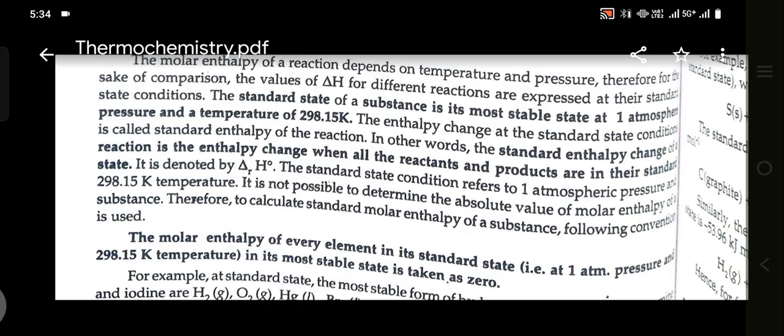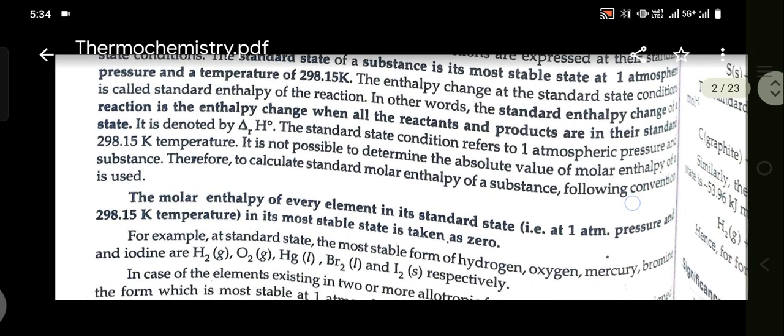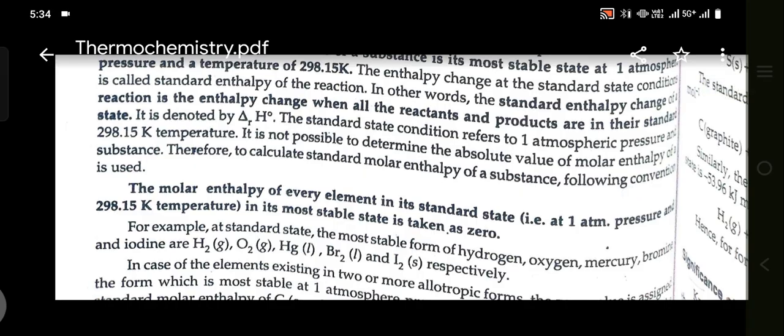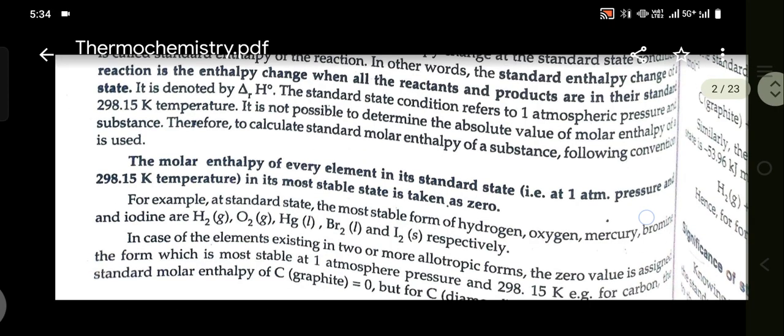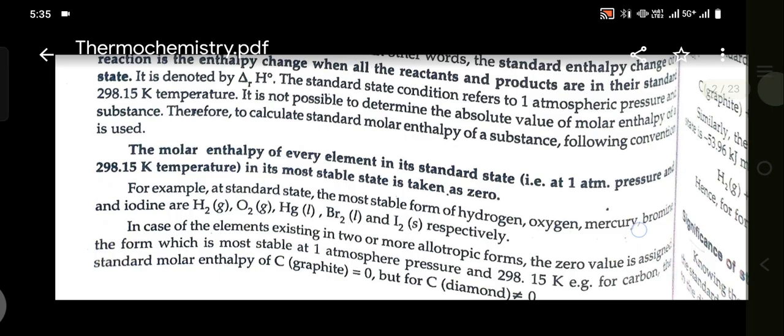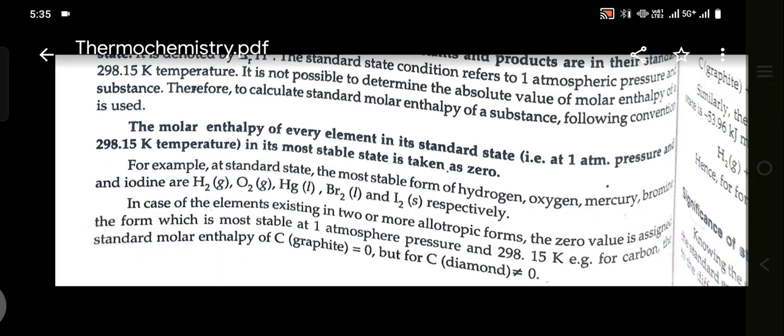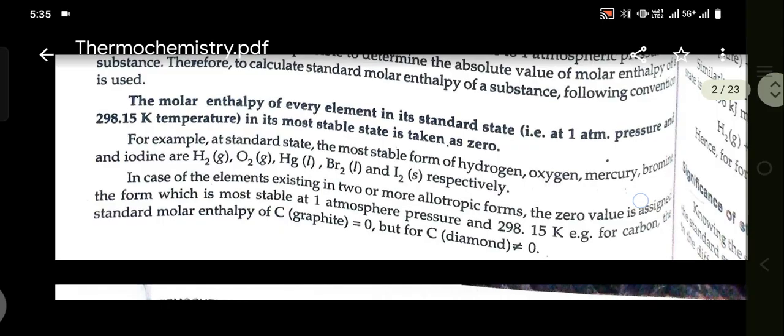It is denoted by delta rH. The standard state condition refers to 1 atmosphere pressure and 298.15 Kelvin temperature, and it is not possible to determine the absolute value of molar enthalpy of a substance. Therefore, to calculate the standard molar enthalpy of a substance, the following convention is used. The molar enthalpy of every element in its standard state, that is 1 atmosphere pressure and 298.15 Kelvin temperature, in its most stable state is taken as 0.